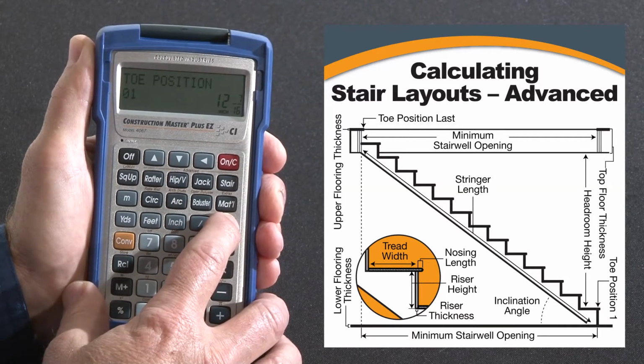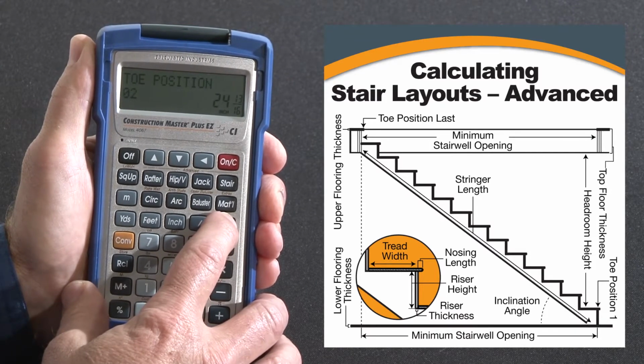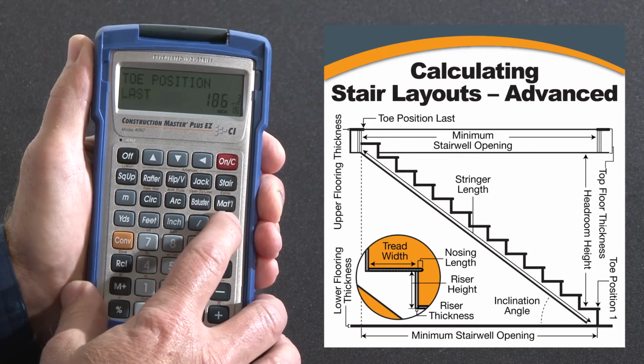The toe position, this is starting at either the top or the bottom of the stringer, is the position of the first tread along that stringer. So the first position is at 12 7/16. The second one is at 24, and so forth, all the way down the stringer. This is a position of each tread that you can mark and cut till you get to the very last one right there.